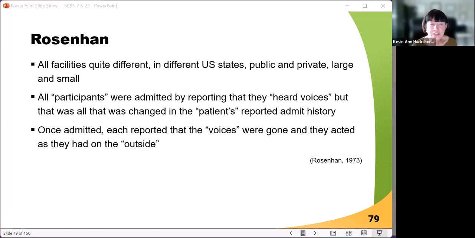So all the facilities were different. Some were large, some were small, some were public, some were private, and they were in different states in the United States. All the participants, the people that were pretending to be patients, went to the admission door and said they were hearing voices. And that's all they said. They didn't say very much at all after that. And once they were admitted, they then reported to the staff that the voices were gone, and they just acted like they had on the outside as regular people. Next slide.